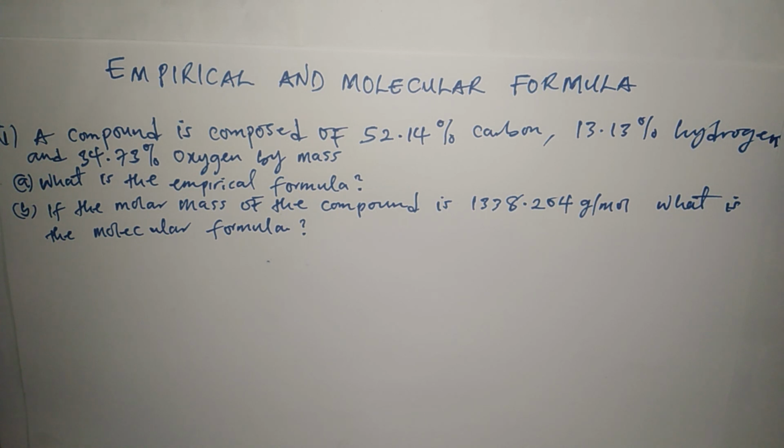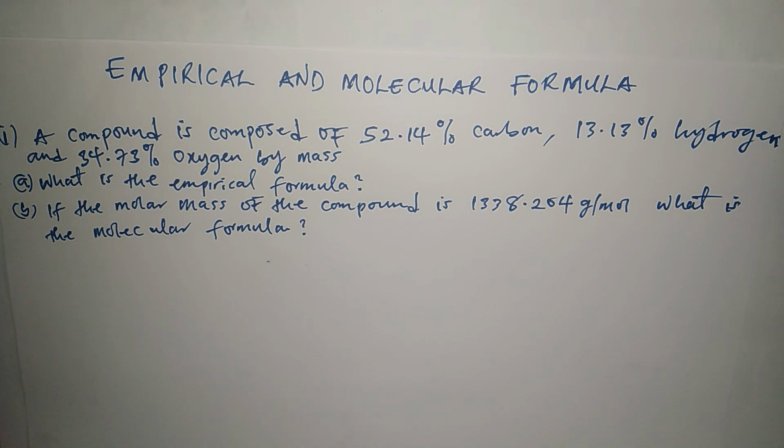In this video, we're going to be looking at empirical formula and molecular formula. Now, the first question says a compound is composed of 52.14% carbon, 13.13% hydrogen, and 34.73% oxygen by mass. What is the empirical formula? And then 2, it says, if the molecular mass of the compound is 138.204 grams per mole, what is the molecular formula?